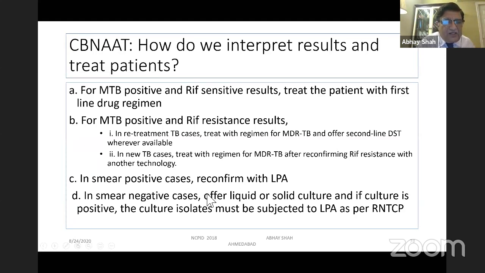And if it is a smear negative case, then offer the culture, either liquid culture or solid culture. Liquid culture is better. And if the culture is positive, then this positive culture isolate must be subjected to LPA. So the message here is that once the organism is detected, you have to find out the drug sensitivity report. For that, you can take help of the liquid culture medium, or you can take the help of the LPA. But LPA should be offered only in cases where the culture is positive or the smear is positive. That is the message that I want to give, about CBNAAT and the drug sensitivity report as far as tuberculosis is concerned.